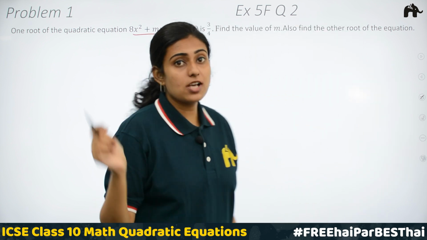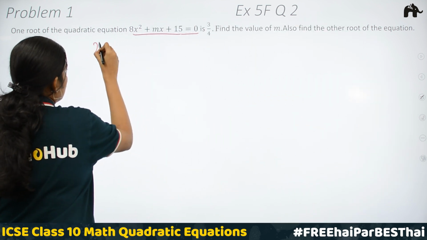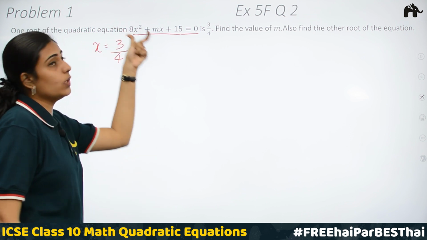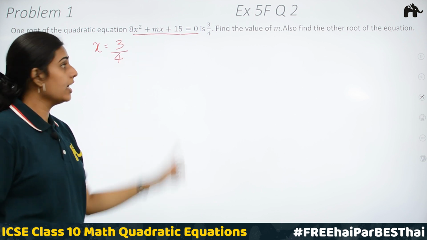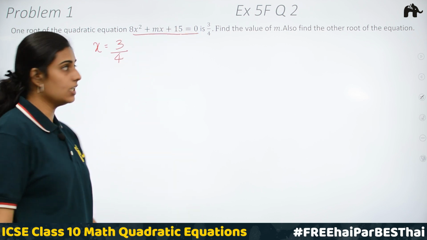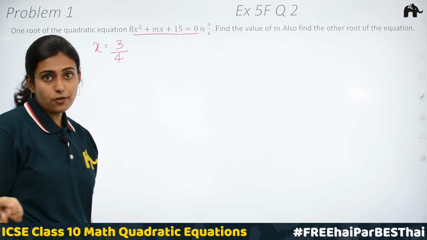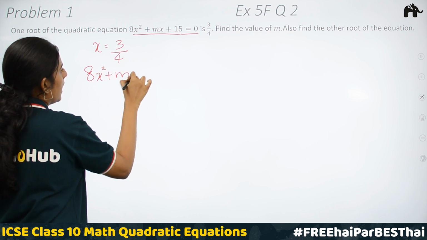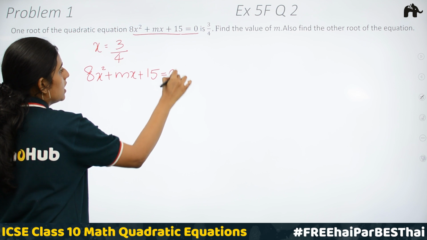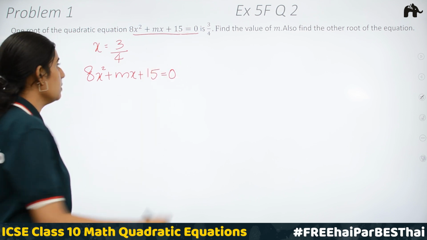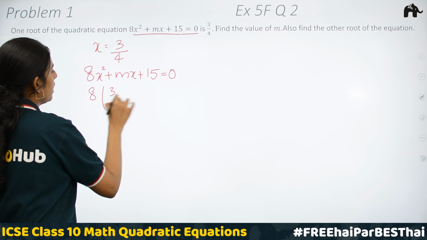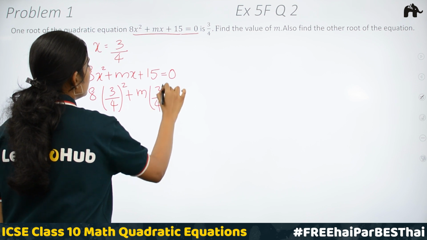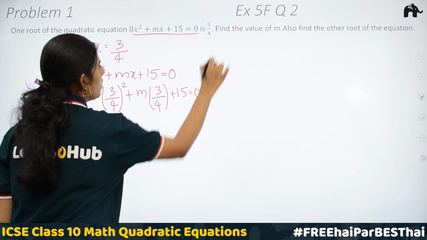Here one possible value of x is given, that is x is equal to 3 by 4. That is, when you substitute x is equal to 3 by 4 in the given equation, you will be getting RHS is equal to 0. From this we can find the value of m. Just take the equation 8x square plus mx plus 15 is equal to 0. Substitute x is equal to 3 by 4. 8 into 3 by 4 whole square plus m into 3 by 4 plus 15 is equal to 0.